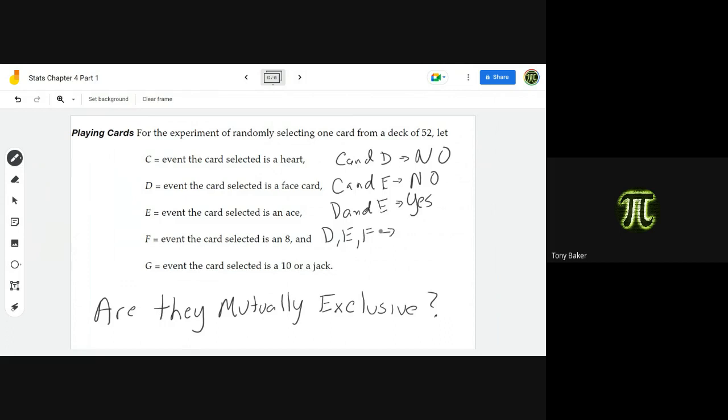D, E, and F. Yes. Oh, wait. So the question is, are they mutually exclusive? Yes, they are mutually exclusive. There is no overlap. Okay, because there's no overlap between face card and ace, and eight's not a face card or an ace. So there is no overlap between those. So those are mutually exclusive.